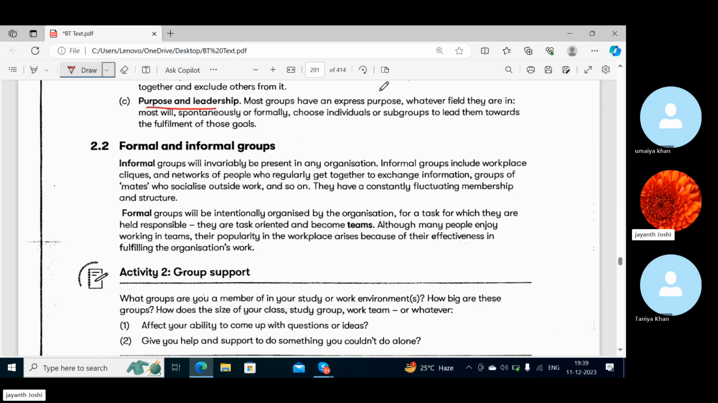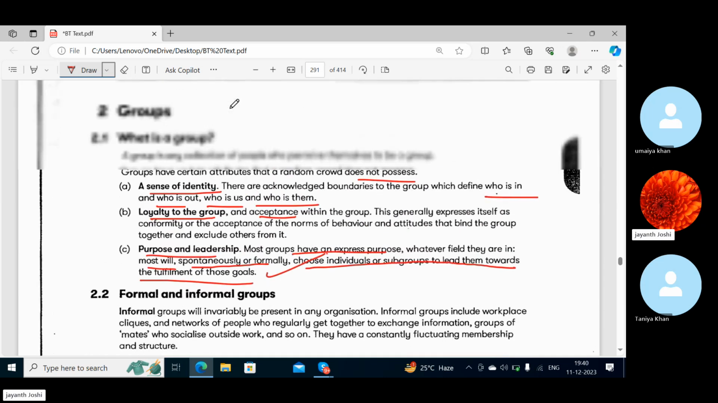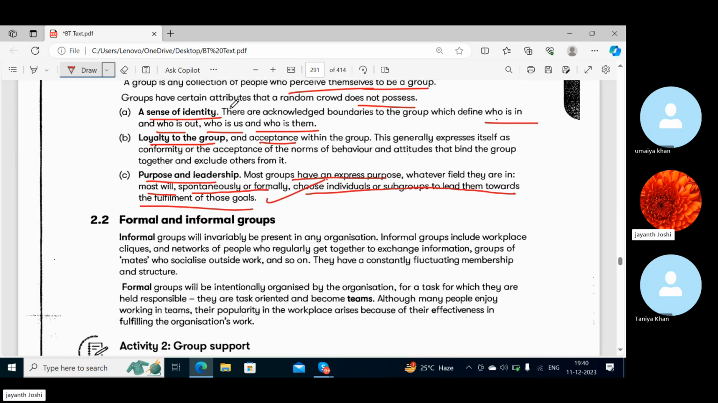Purpose and leadership. Most groups have an express purpose. Whatever field they are in, most will spontaneously or formally choose individuals or subgroups to lead them towards the fulfillment of those goals. So what is the purpose of the group and the leadership? See, groups have an express purpose. They are formed with a purpose that is very clear. Whatever field they are in, most will spontaneously or formally choose individuals or subgroups to lead them towards the fulfillment of goals.